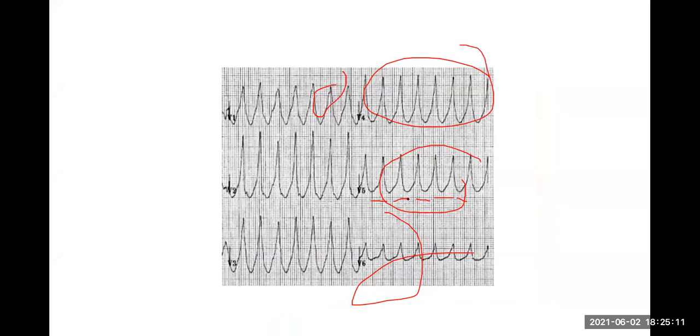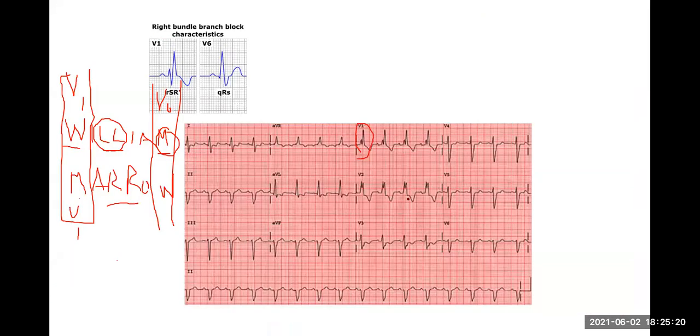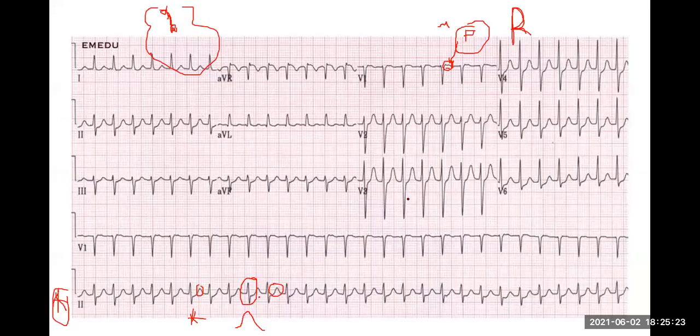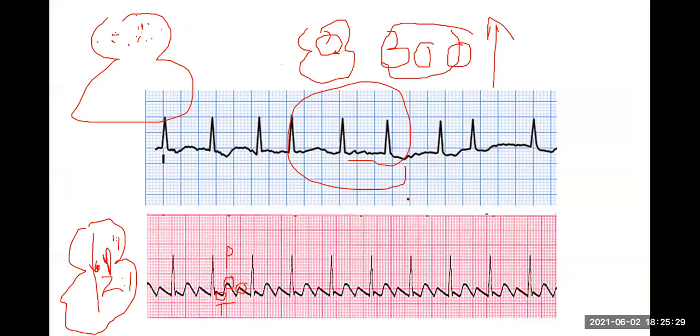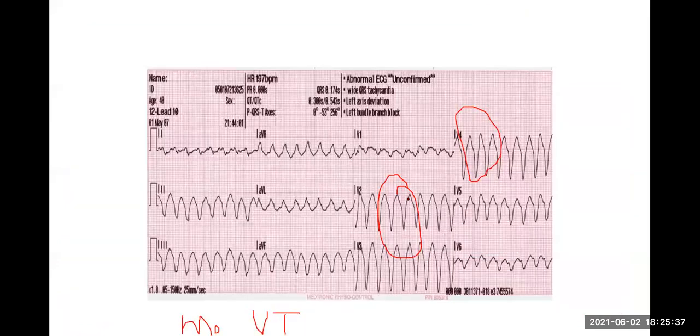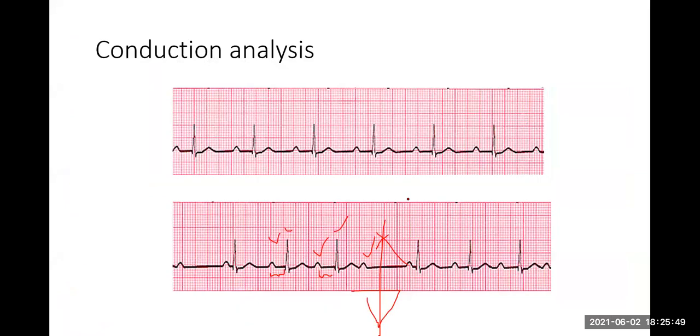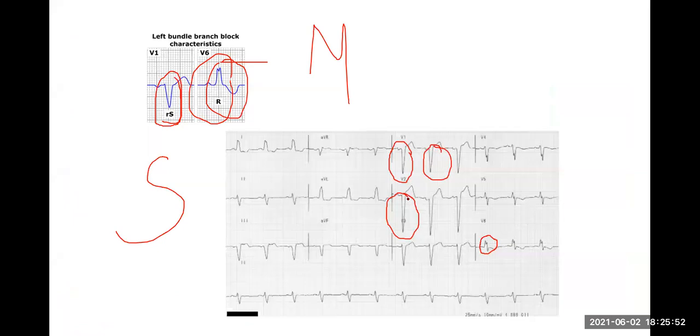Okay, so rhythms and conduction. Any questions? So there are rhythms: sinus rhythm, atrial rhythms, atrial flutter, fibrillation, atrial tachycardia, unifocal and multifocal, nodal tachycardia, and ventricular tachycardia. Those are the types of rhythms. And then you have conduction problems: first degree heart block, second degree heart block, third degree heart block, left bundle branch block, and right bundle branch block.